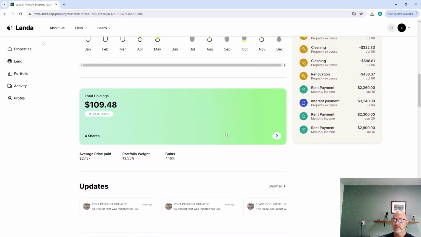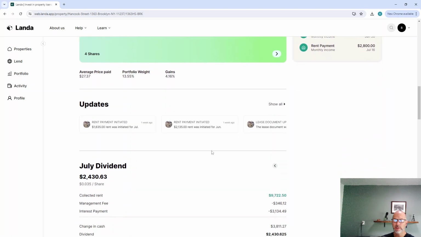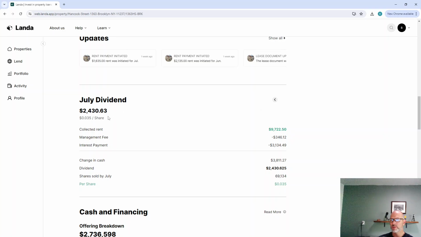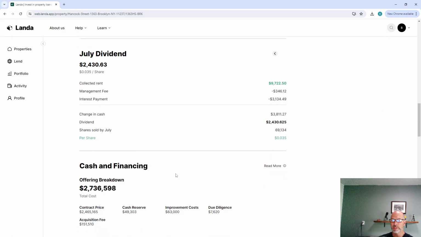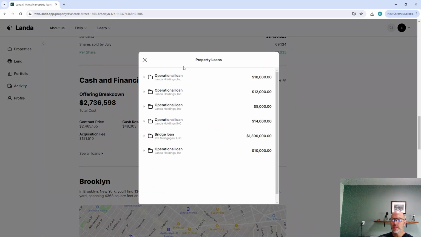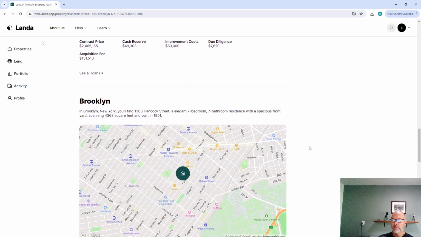You come down, you can see your total holdings of the property. You can see what you paid, the portfolio weight, the gains that you have, updates on the property. This information is phenomenal, and this is better than any other site that I've seen. You come down here, it shows you the dividend, the collected rent, management fee, interest payment, all of those different pieces. The breakdown on the financing. You can see the loans that you have on the property.